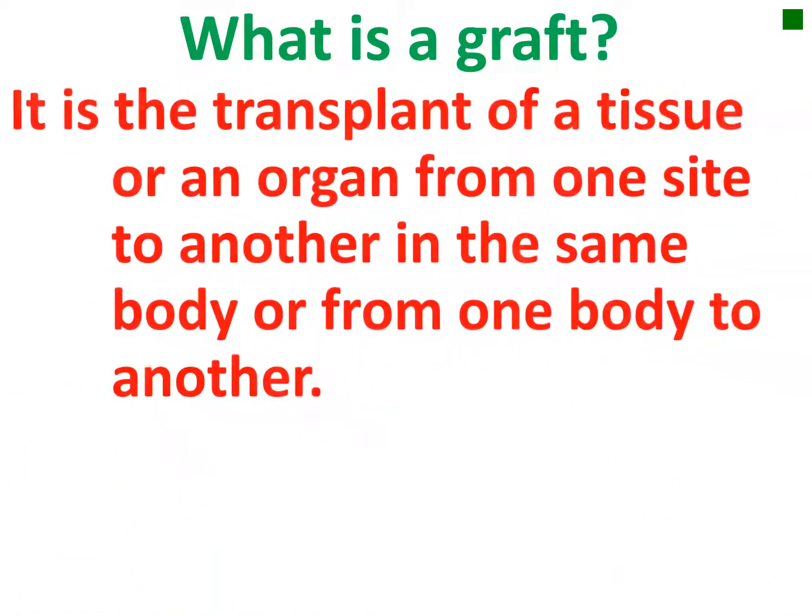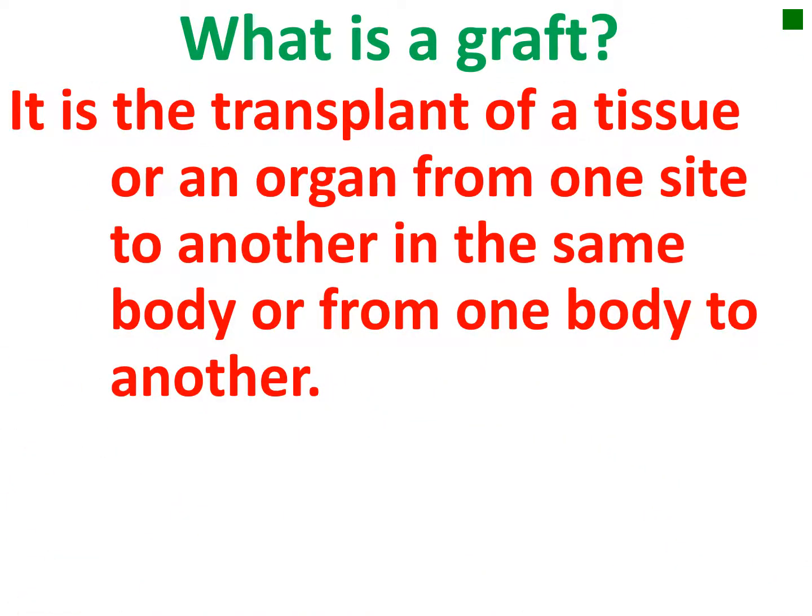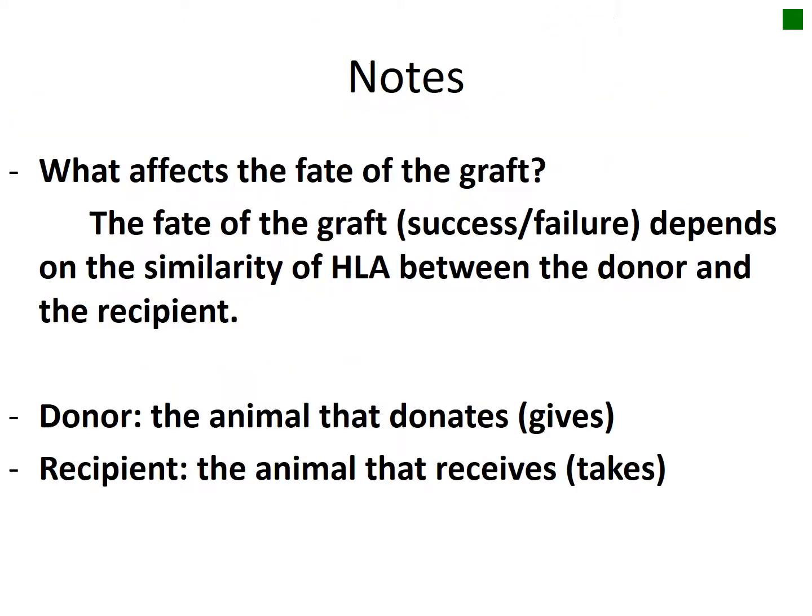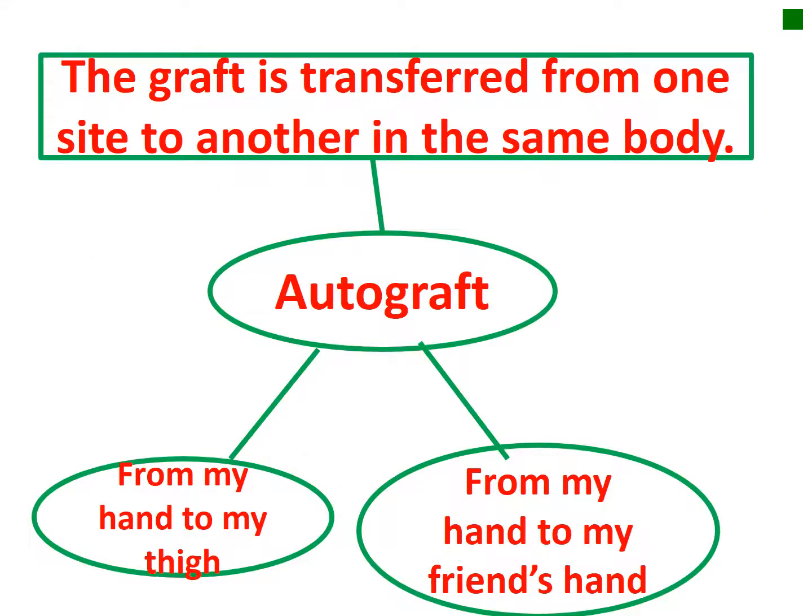What is a graft? A graft is the transplant of a tissue or an organ from one site to another in the same body or from one body to another. So note what affects the fate of the graft. The failure or the success of the graft depends on the degree of similarity of HLA between the donor and the recipient. Donor is the one that donates, recipient is the one that receives.